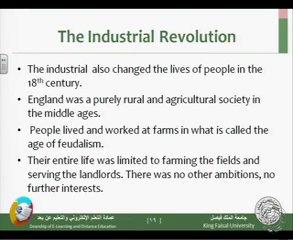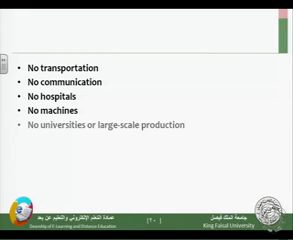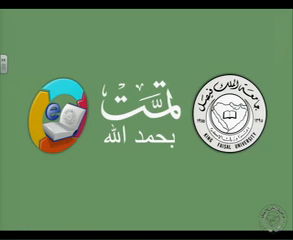England was rural. People lived and worked at farms in what is called the age of feudalism. The entire life of people was limited to farming the fields. No transportation, no communication, no hospitals, no machines, no universities or large-scale production. That is before the Industrial Revolution in England, and we will study the effects of the Industrial Revolution on people positively and negatively at the beginning of the next lecture.